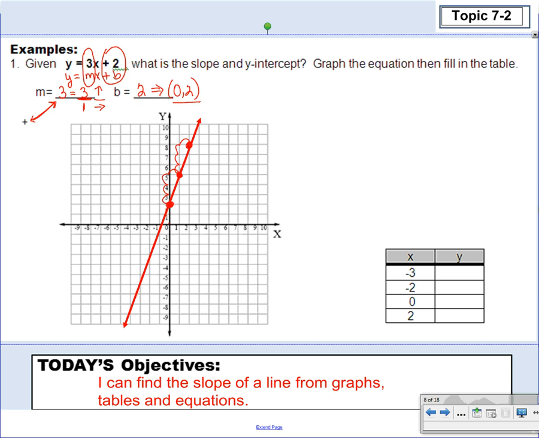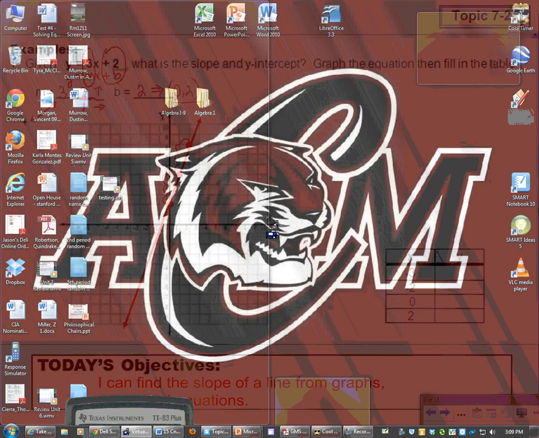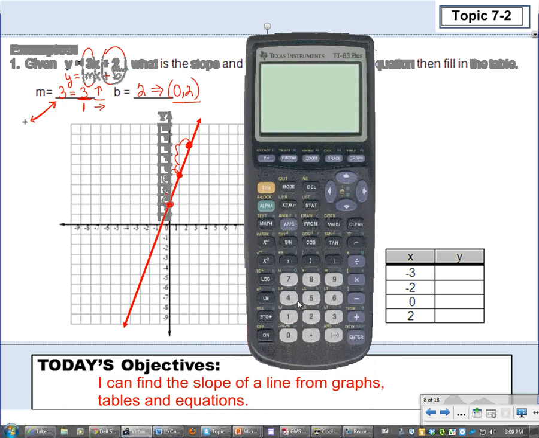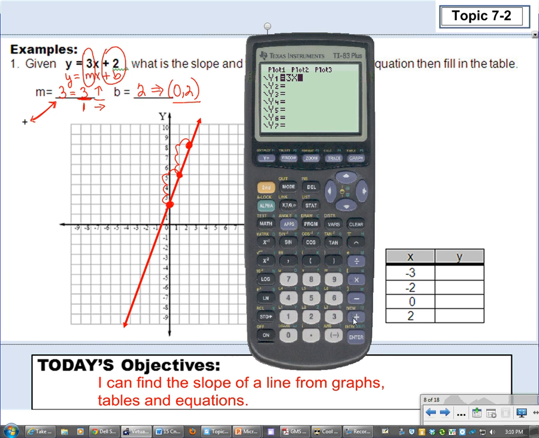Now we're going to fill in our table. We were given an equation, y equals 3x plus 2. And whenever we're given an equation y equals, you should ask yourself, is there any way I can use my calculator? And we are going to use a calculator like we did in our previous lesson. We're going to do y equals in our calculator. We have a button that says y equals, so we'll press it. And now we'll type in 3x plus 2. So 3, x is next to the alpha button, plus 2.